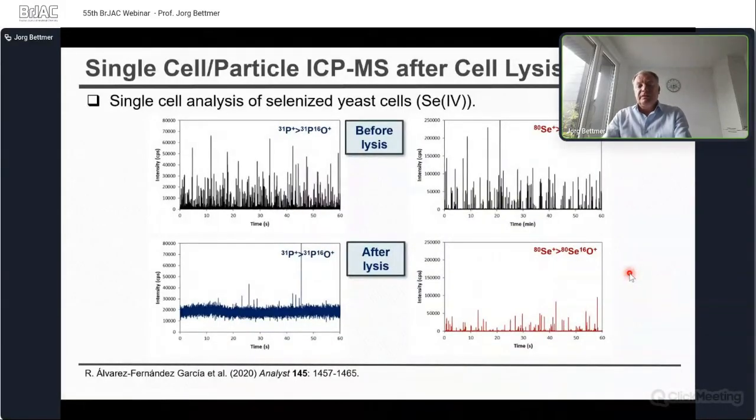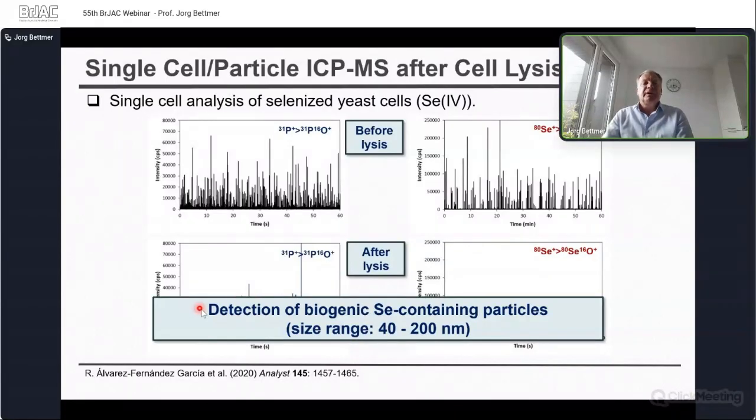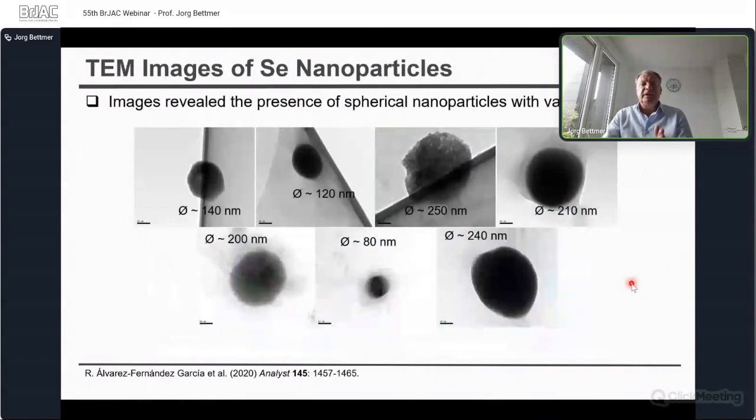And in fact, out of these results, with some quantification approaches, you can detect biogenic selenium-containing particles in the size range between roughly 40 and 200 nanometers. But can we trust these results? For this, we always need a complementary technique. And what we usually use is transmission electron microscopy.